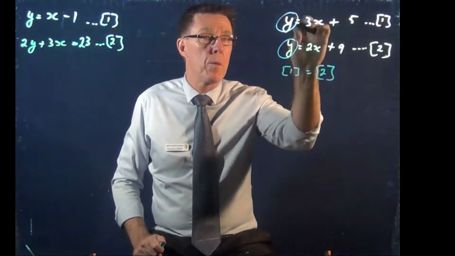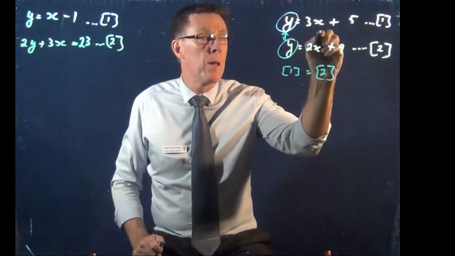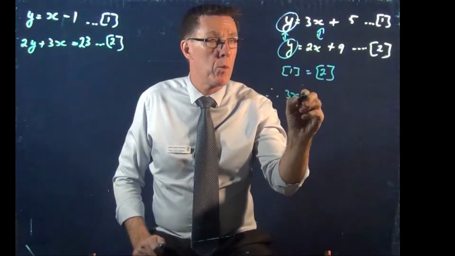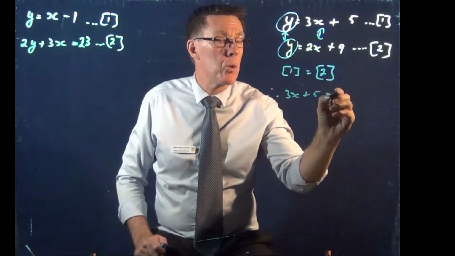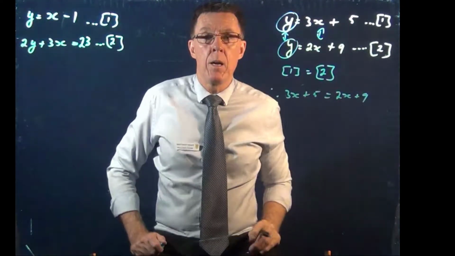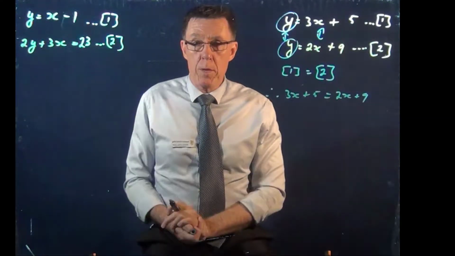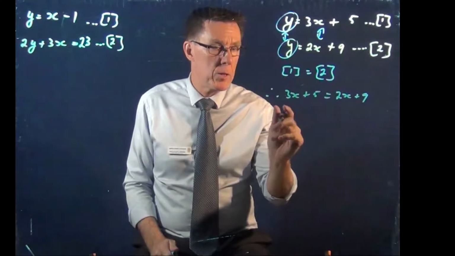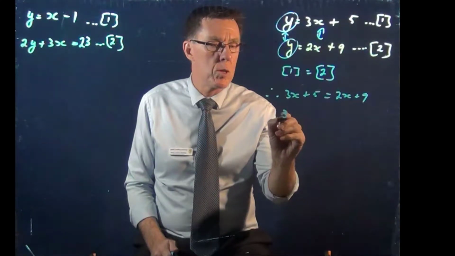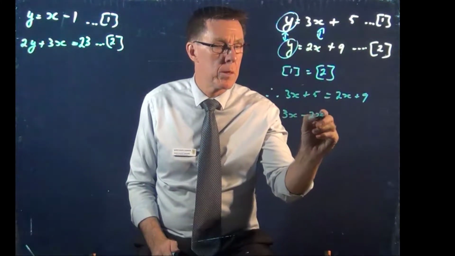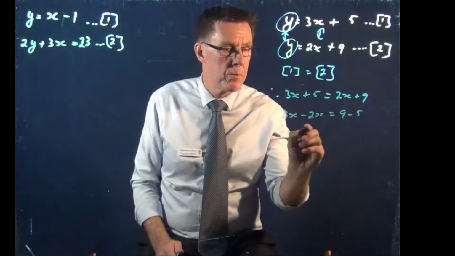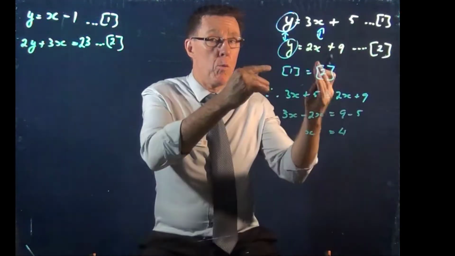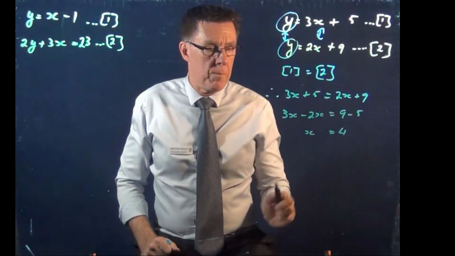So because they're equal, these components are equal, therefore these components are equal. So therefore we can say 3x plus 5 must be equal to 2x plus 9. Simple algebraic manipulation. You've been doing this style of problem since about grade 8. Recombine the x's on one side and the constant numbers on the other. We now have the x coordinate of where these two straight lines intersect each other.